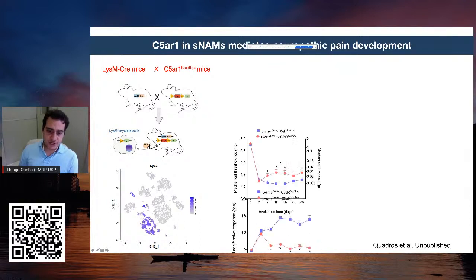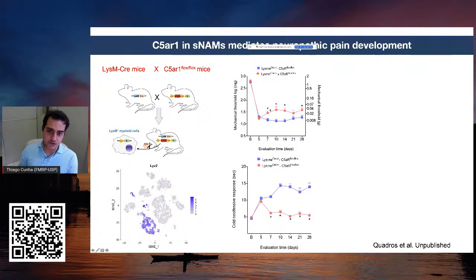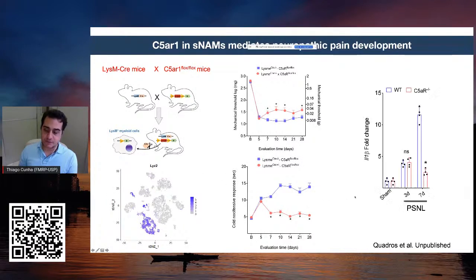And we observed that these animals are also resistant to the development of neuropathic pain, indicating that probably these DRG macrophages are important for neuropathic pain through activation by C5a receptor. And what's the mechanism by which C5a receptor is driving the activation of macrophages and contributing to neuropathic pain?